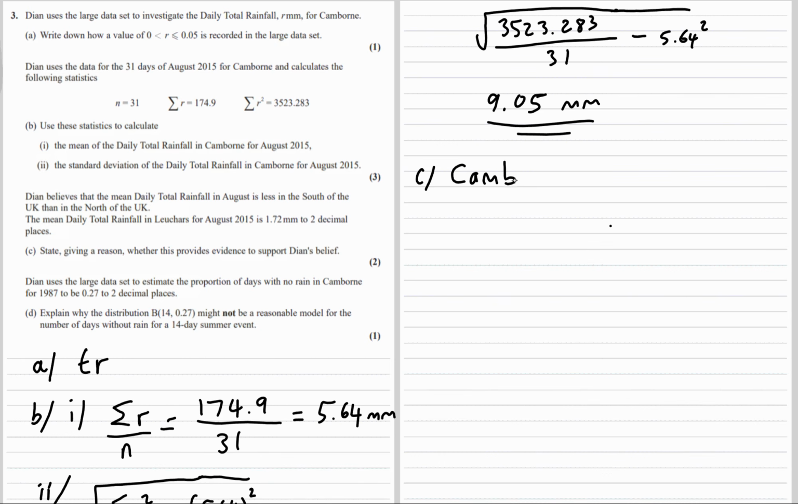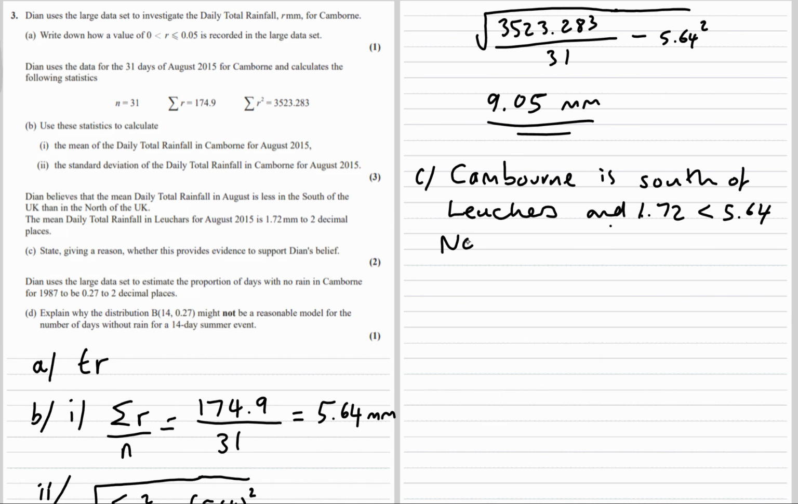So Camborne is south of Leuchars, and 1.72 is less than 5.64. So no, this does not support Deanne's belief.